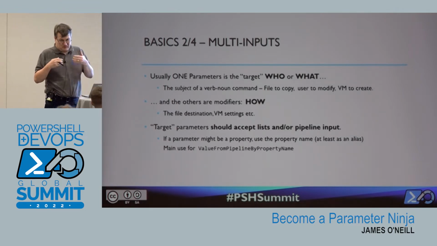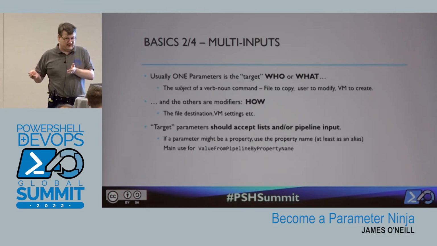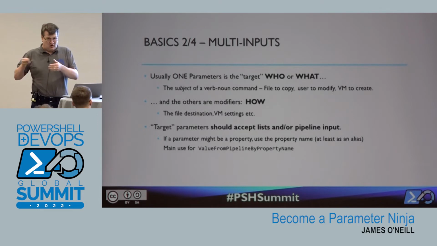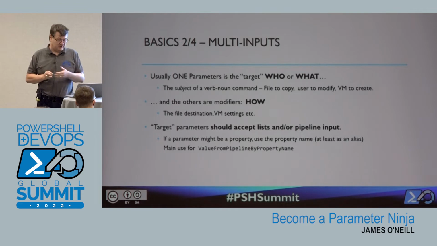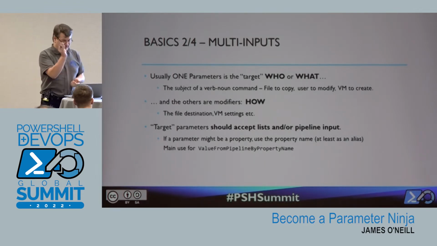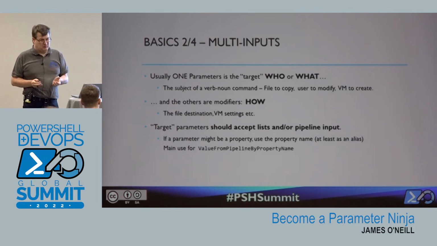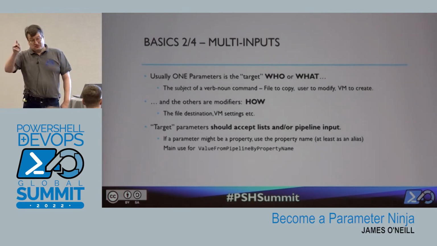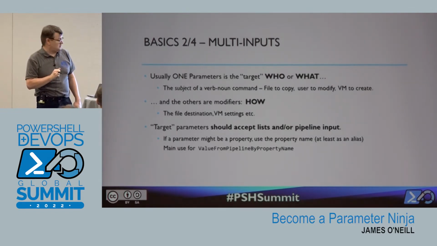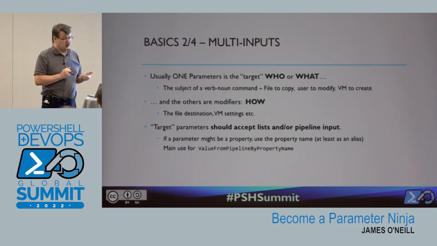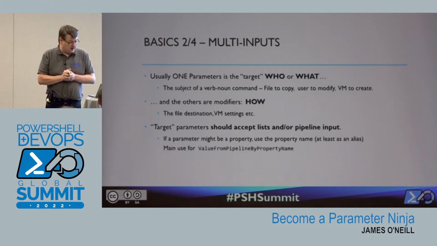And the target really should accept multiple values, both via the pipeline or as a comma-separated list. And the number of things that you see where there's either no pipeline input, fail, go away, make it PowerShell-y, come back when you've done the job properly, or it only accepts one. And it's quite easy to just go, foreach i in input, do this in a loop. So we should really try to make sure that we accept multiple targets.